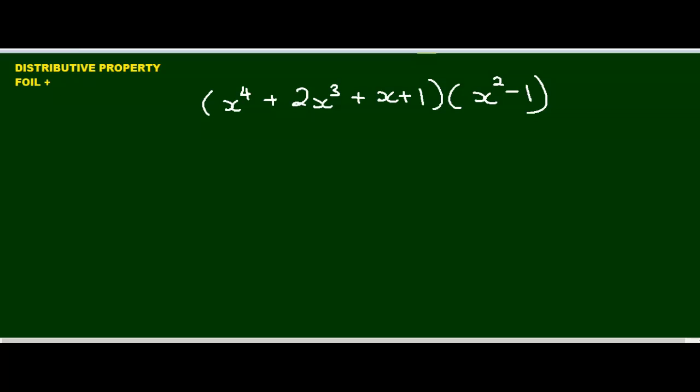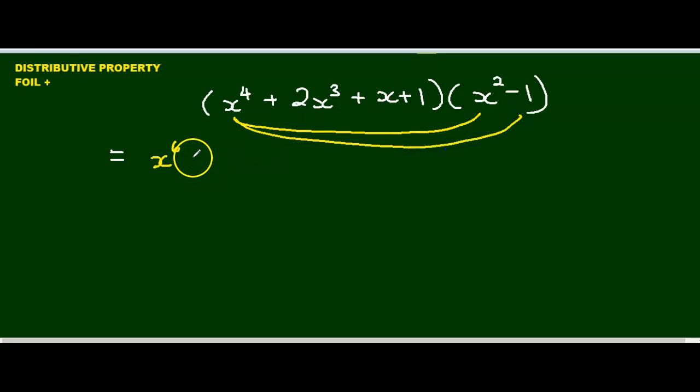Now we can use the same method even if you have more terms in your first parentheses. Just keep track of what we're doing. So I'm first going to look at my first term in the first parentheses and multiply it by each of the terms in the second parentheses. So we have x to the 4th times x squared gives me x to the 6th. Then we have x to the 4th times -1 gives me negative x to the 4th. So we're done with every term in the second parentheses. Let's jump to our next one.